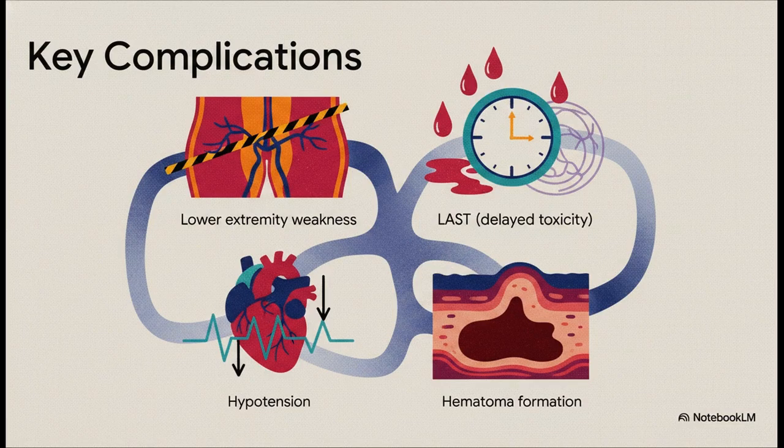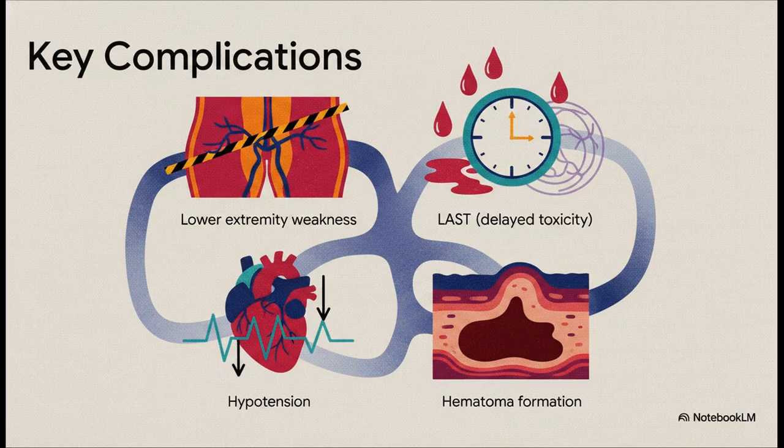Because we are injecting massive volumes into relatively avascular fascial planes, the absorption kinetics are unique. Marucci's pharmacokinetic studies are vital here. They showed that while arterial ropivacaine levels generally stayed safely below the toxic threshold, the peak plasma concentration didn't actually occur until 30 to 60 minutes after injection. This means LAST might not happen in your block room. It could present an hour later while the patient is in recovery or on the ward.